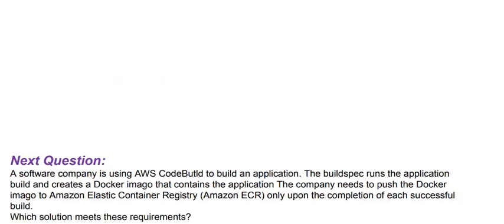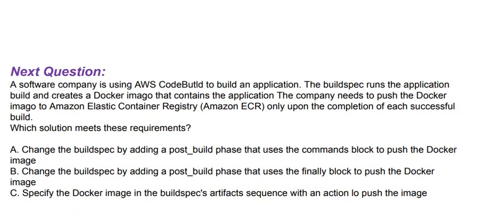Next question is: a software company is using AWS CodeBuild to build an application. The buildspec runs the application build and creates a Docker image that contains the application. The company needs to push the Docker image to Amazon Elastic Container Registry only upon the completion of each successful build. Which solution meets these requirements?